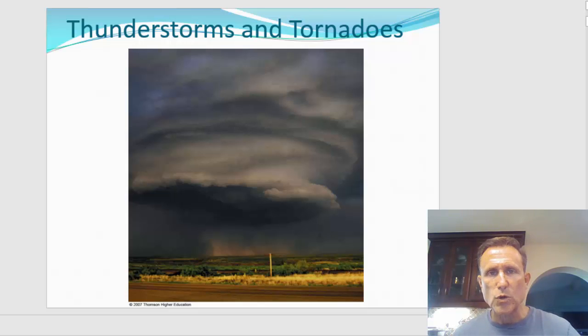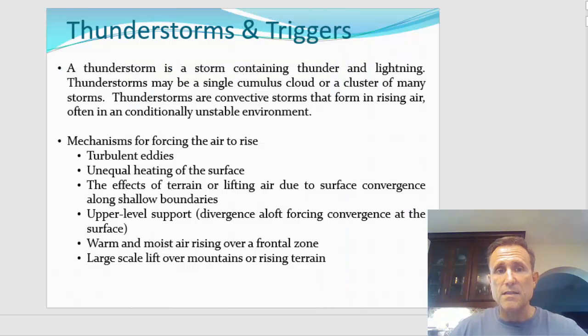So let's talk about thunderstorms. What is a thunderstorm, and what's the difference between just normal rain and a thunderstorm? Any cloud producing precipitation, and it can be snow as well, but typically we're talking liquid precipitation, where within the cloud or emanating from the cloud there is lightning, and if there's lightning then there will be thunder. That is a thunderstorm. A thunderstorm can be made up of one single cumulus cloud, or a cluster of many cumulus clouds, a multi-cell thunderstorm.